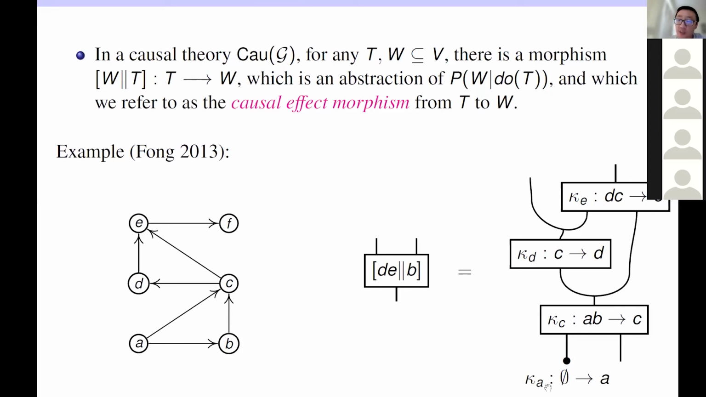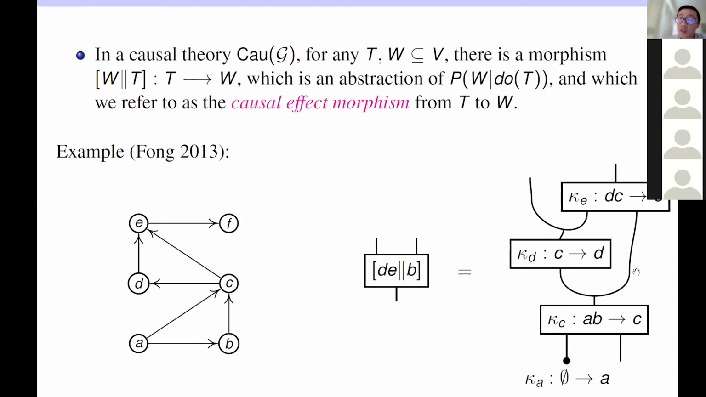You start with A. A is the root, and it's just kappa A, from the exogenous context, you may say, from the empty set to A. There is a causal process; it's an exogenous process. Then this A and the B here will feed into kappa of C, because C has the parents A and B, so it has a basic causal mechanism from A, B to C.